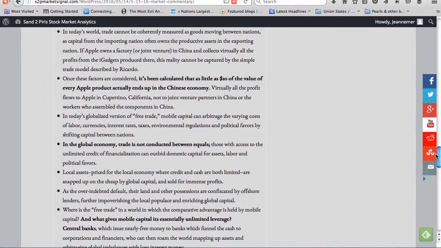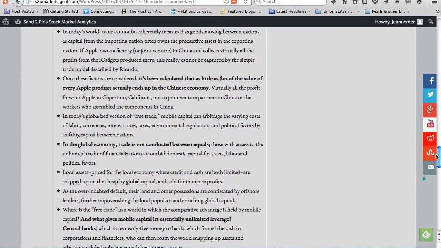In today's world, trade cannot be coherently measured as goods moving between nations, as capital from the importing nation often owns the productive assets in the exporting nation. If Apple owns a factory or joint venture in China and collects virtually all the profits from the iGadgets produced there, this realistically cannot be captured by the simple trade model described by Ricardo.